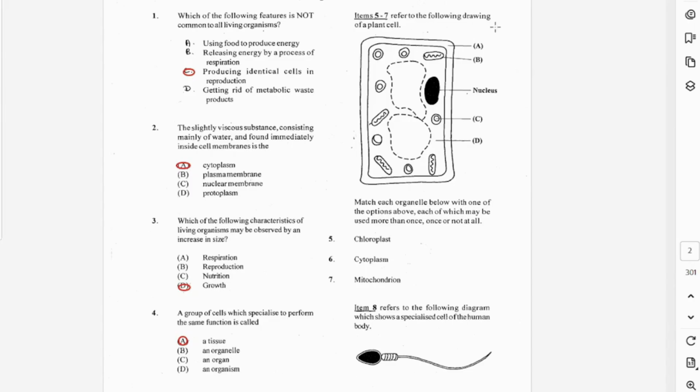Items 5 to 7 refer to the following drawing of a plant cell. So I'm not writing at the edge here, I'll just circle it as I'm reading. So match each organelle below with one of the options above, each of which may be used more than once, or not at all. So number 5, which is the chloroplast, that would be C. 6, cytoplasm, that is going to be D, and mitochondrion, that is going to be B.